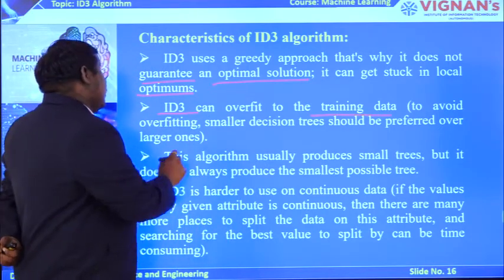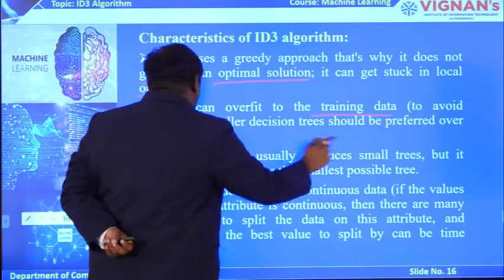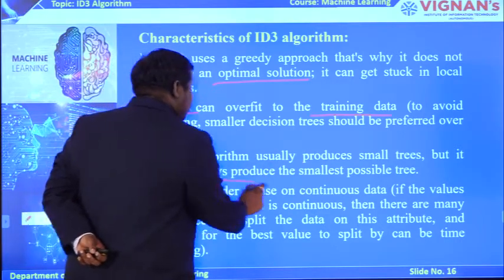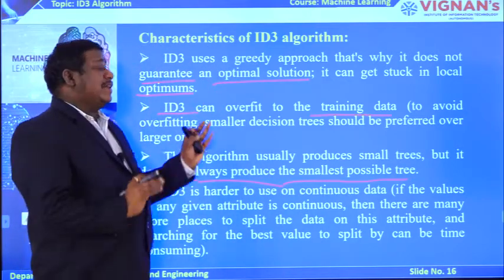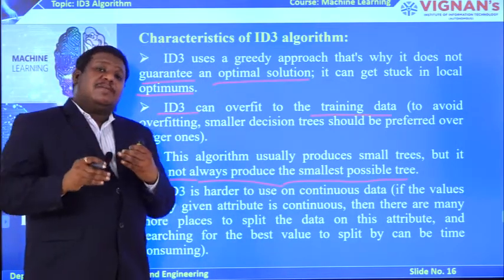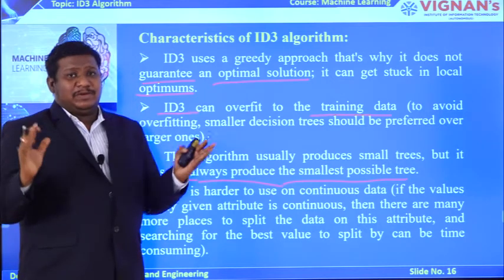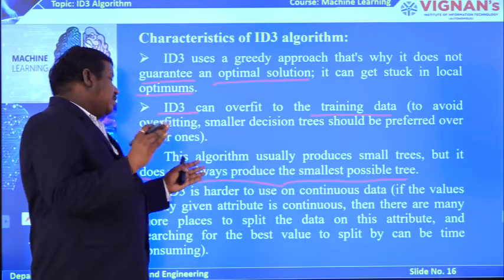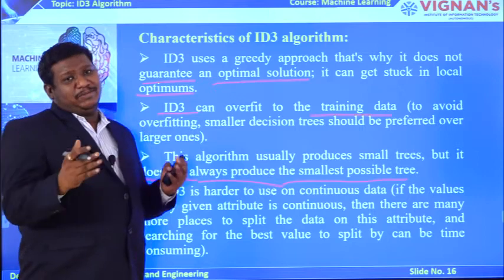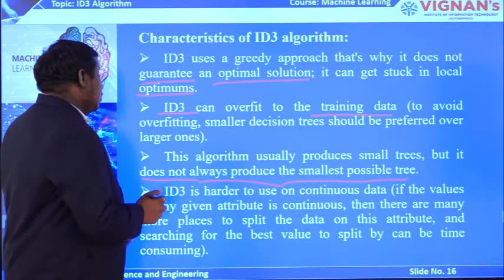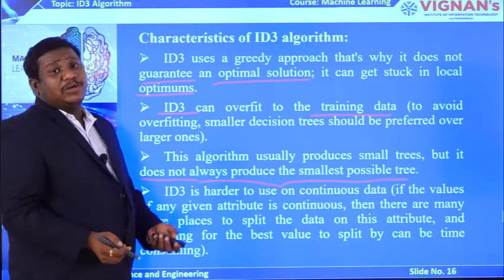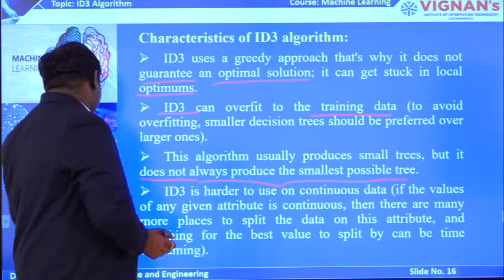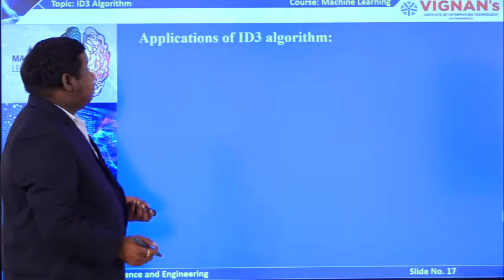And moreover, this algorithm usually produces small trees, but it does not always produce the smallest possible tree every time. So, basically this ID3 algorithm can produce small trees, but ultimately, looking at the whole picture, it will not produce the smallest possible tree every time. It is also harder to use on continuous data. That is one more characteristic of this ID3 algorithm.